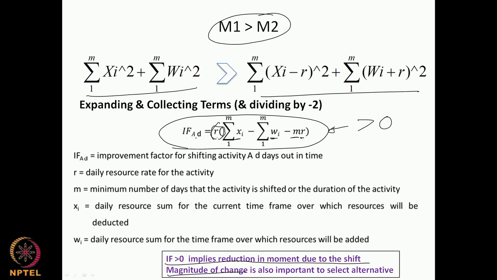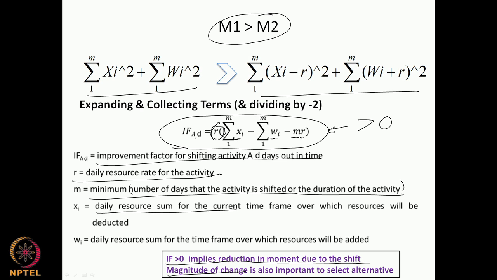Again, just revisiting these terms, the improvement factor for shifting is IF, and R is the daily resource rate for the activity. M is the minimum of the number of days the activity is shifted or the duration of the activity. Like we said earlier, it is the number of resource days that were shifted. And Xi is the daily sum for the current time frame, and Wi is the daily resource sum for the time frame over which the resource will be added.